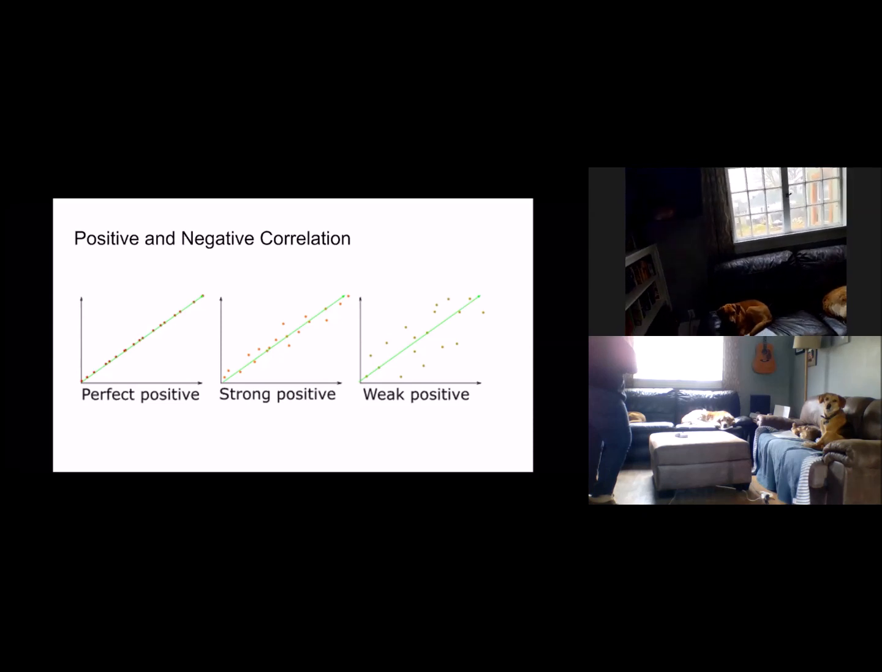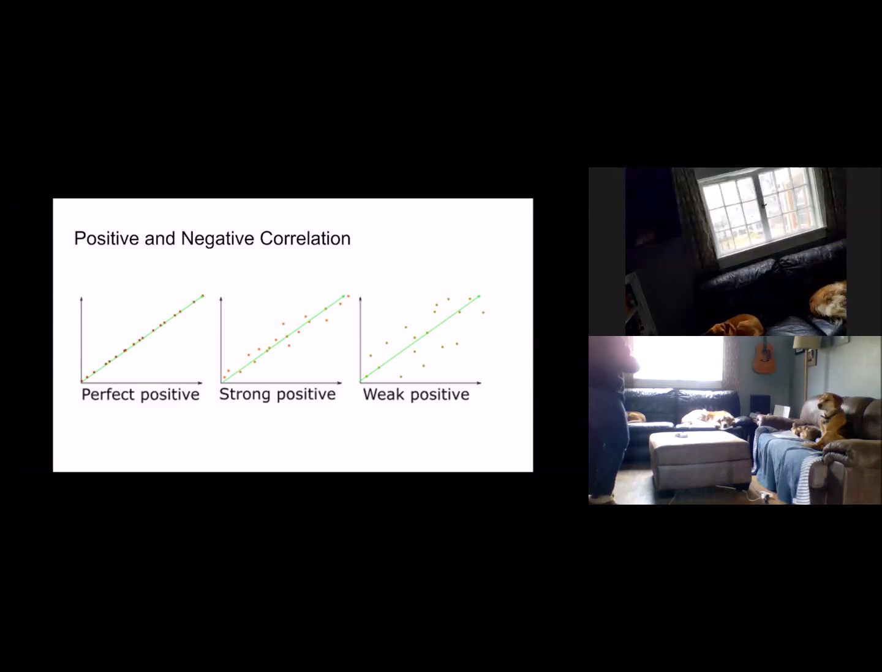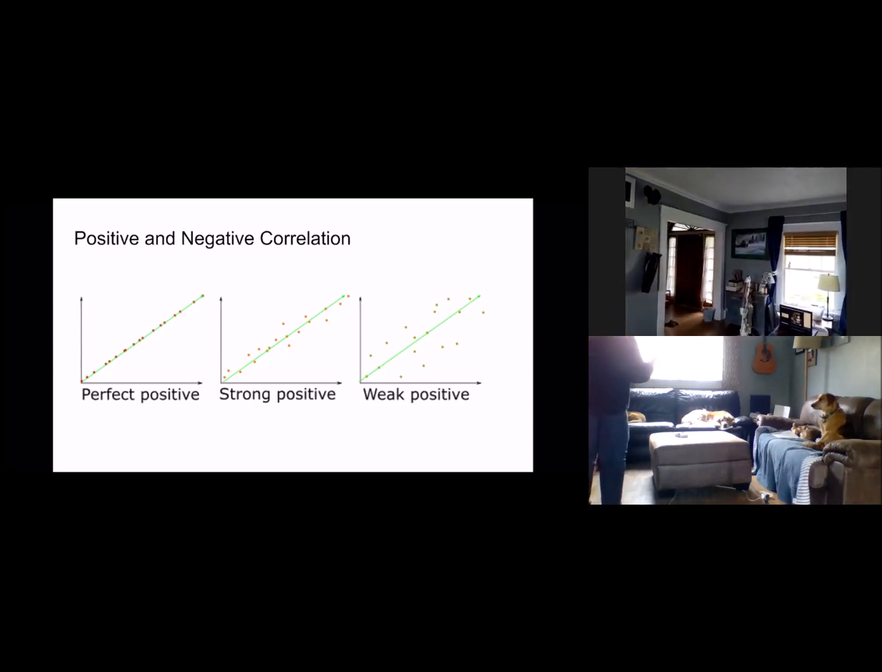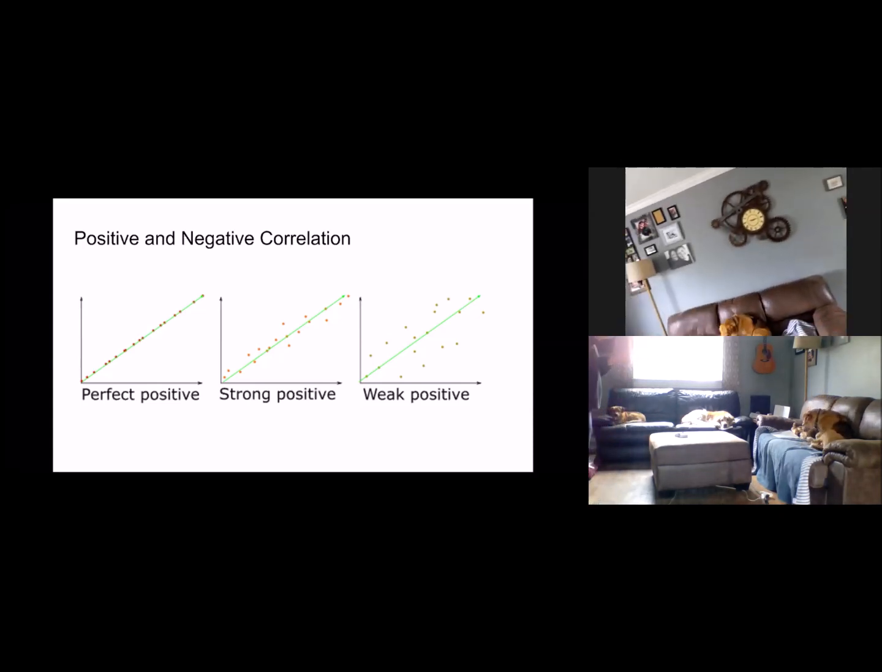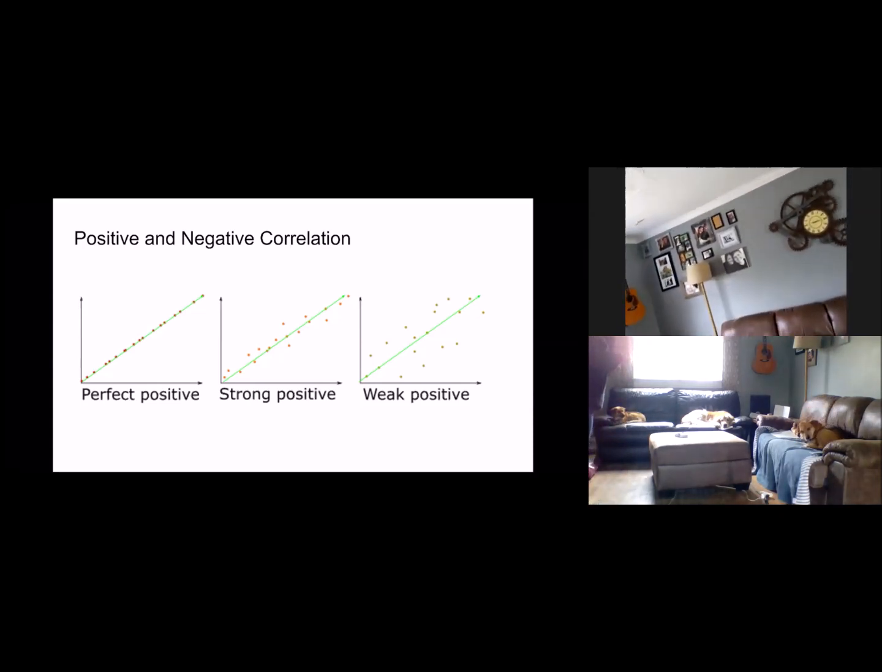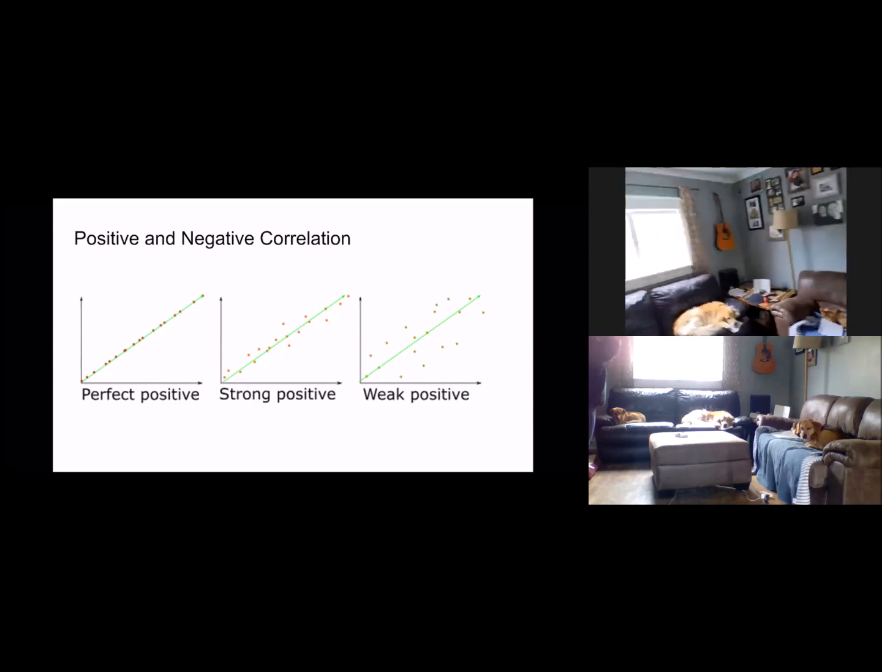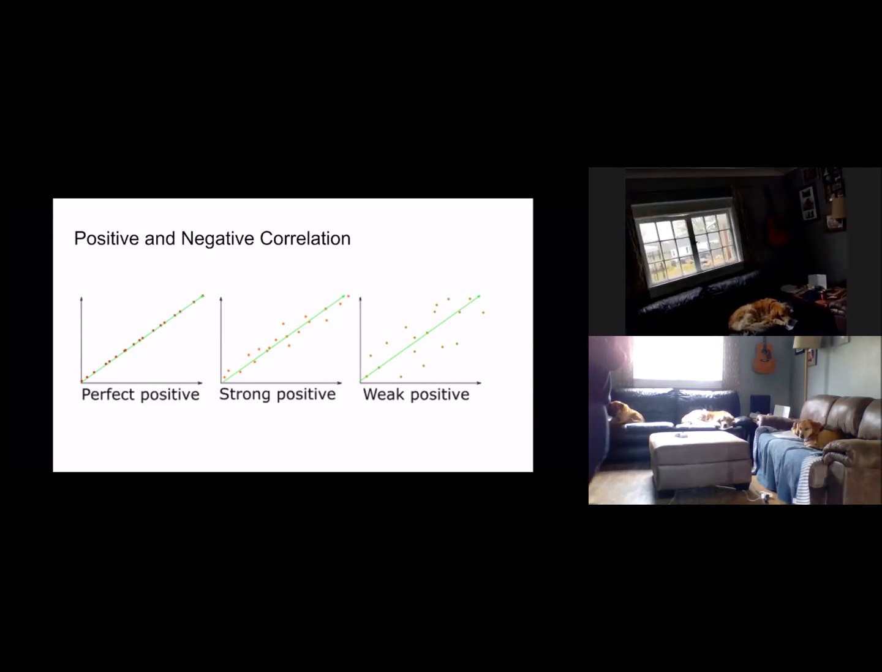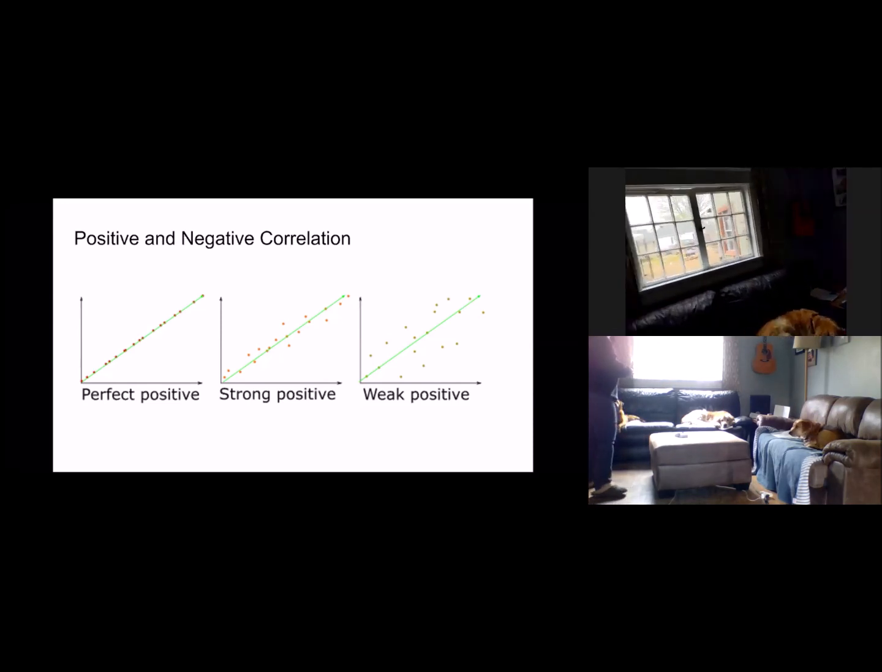The weak ones are further from the line. Great job, Olivia. Okay, so you'll see on the one that I labeled weak correlation, the dots are farther from our imaginary line. So the weaker the correlation, the harder it is for them to fit the line.